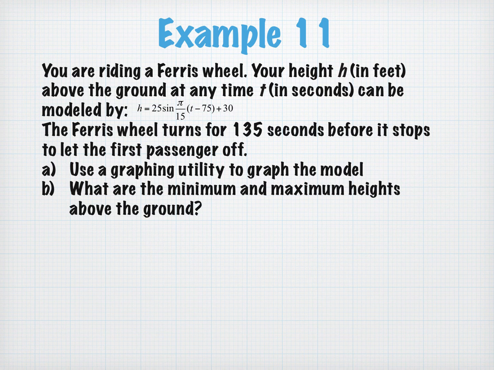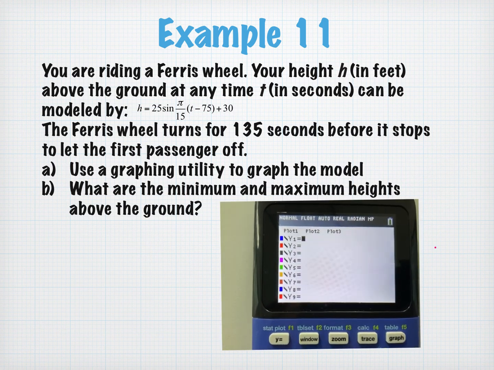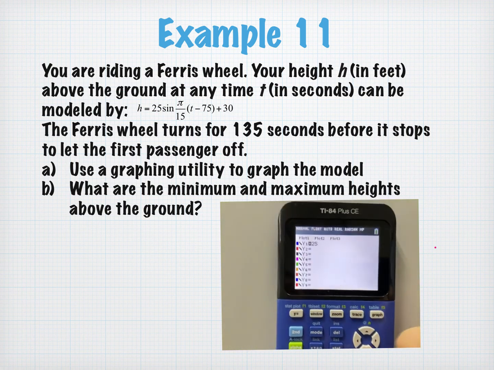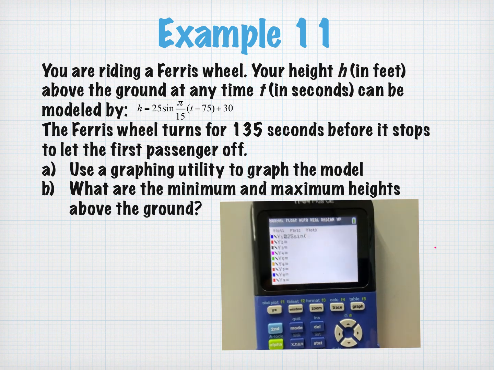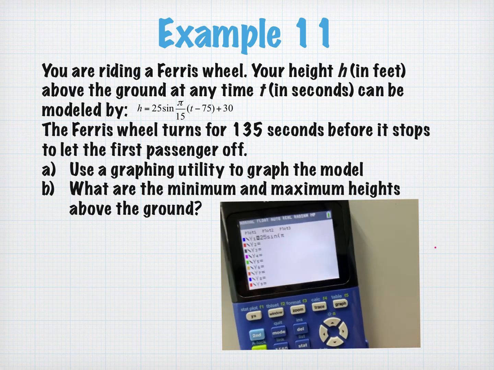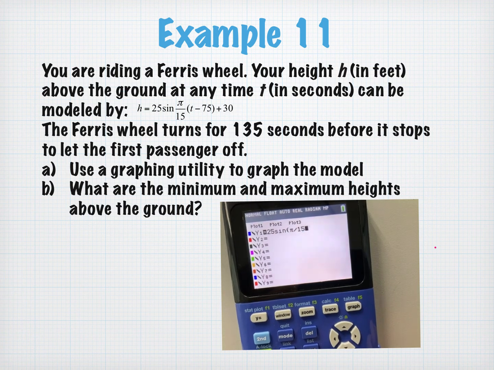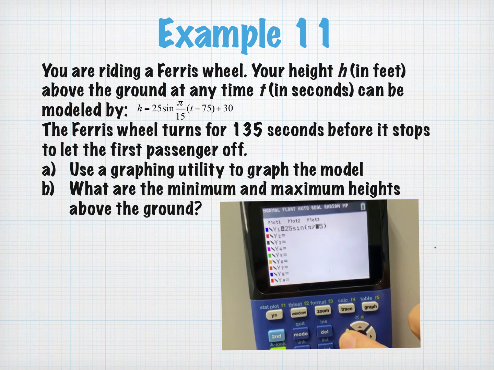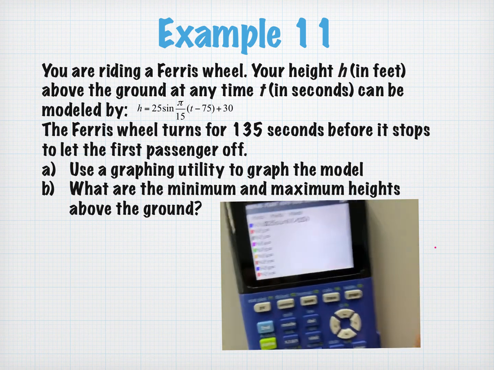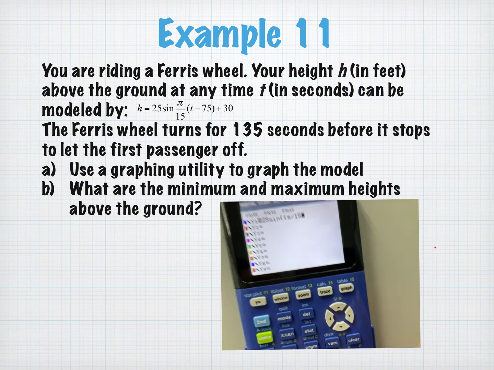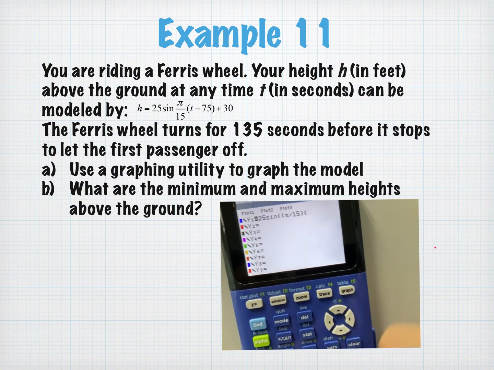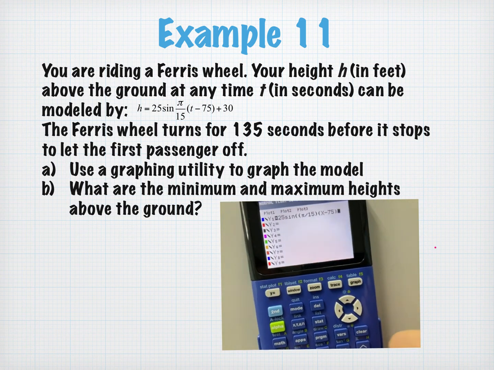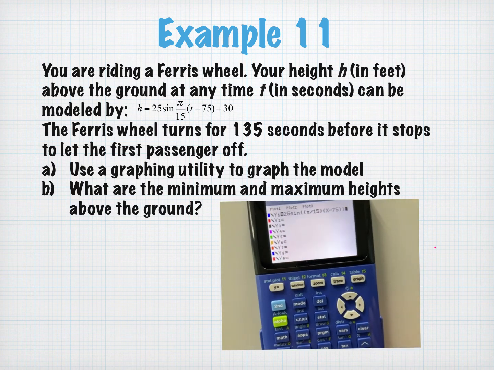So we are going to type this into the calculator. I'm going to type this all the way into the calculator. I'm going to type 25 sine. It opens the parentheses for me. I have to do pi divided by 15. Close the parentheses. Open the parentheses again. Oh, no. Sorry, this is all in one. Pi divided by 15. And then t. T is just your variable, so you can use x. Minus 75. Yeah, because you want them both to be there. Plus 30.